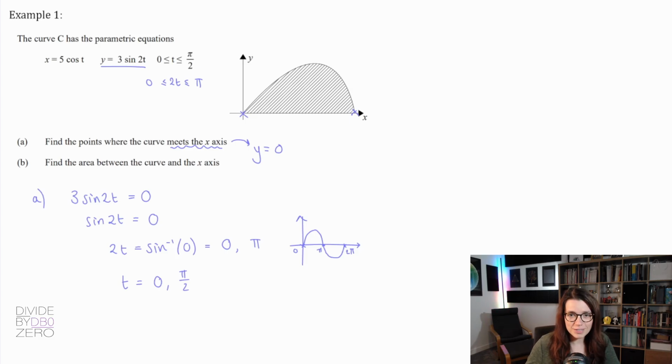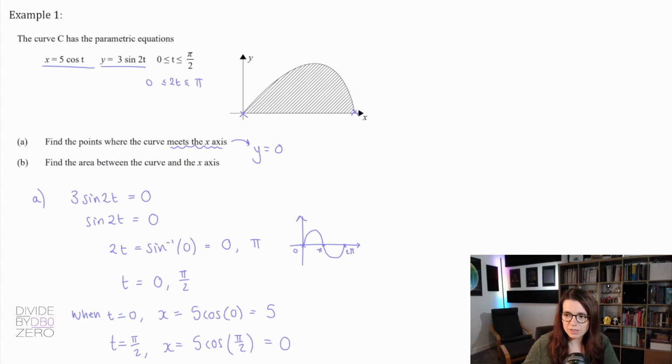And then we're almost finished. We just need to change those into x values. So when t is 0, if we sub into the x equation now, that means x would be 5 cos 0, which equals 5. And when t is pi over 2, x would be 5 cos pi over 2, which equals 0. So on the diagram, that means that the curve meets the x-axis at 0 and 5. And the 0 is when t was equal to pi over 2. And the 5 was when t was equal to 0. I like to just make a little note there.